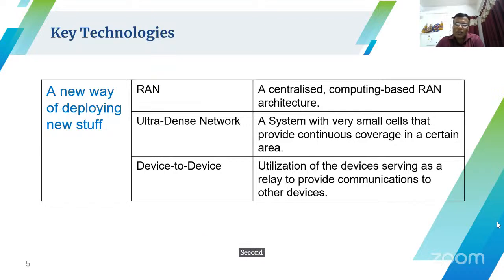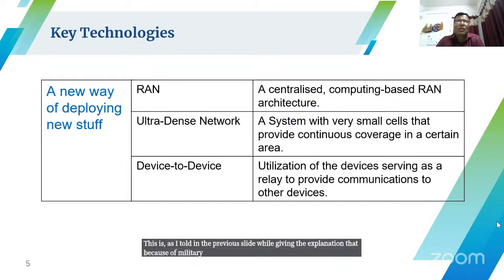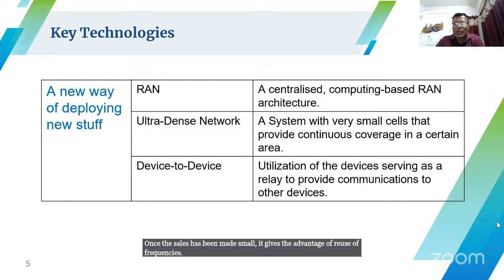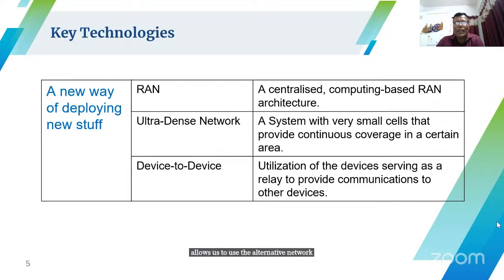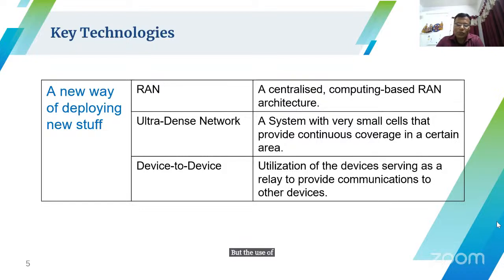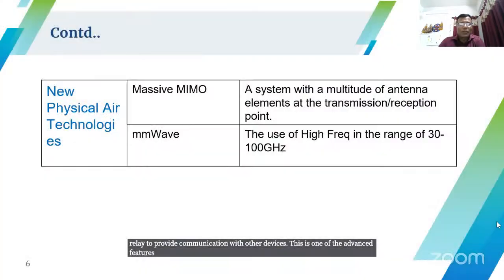The second feature is the ultra dense network. As I told in the previous slide, because of millimetric wave we can't transmit power for a longer distance. So in 5G, the advantage used is that the cells have been made small. Once the cells are small, it gives the advantage of reuse of frequencies, which allows us to use an ultra dense network. At the same time, I do agree that bandwidth is also available to us for high data transmission, but the use of higher frequency allows this. Then device-to-device communication is also allowed in 5G, with devices serving as relays to provide communication with other devices. This is one of the advanced features available in 5G.